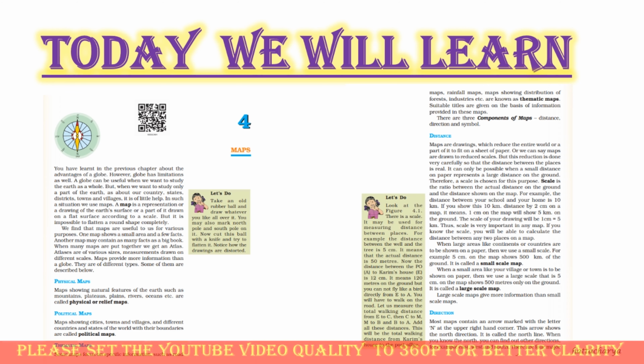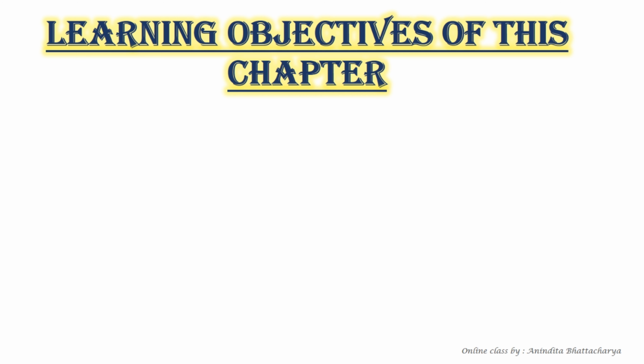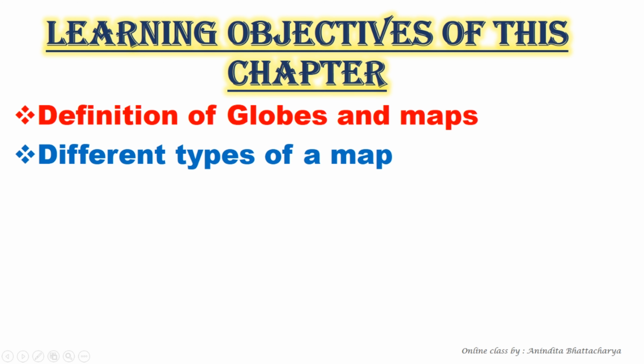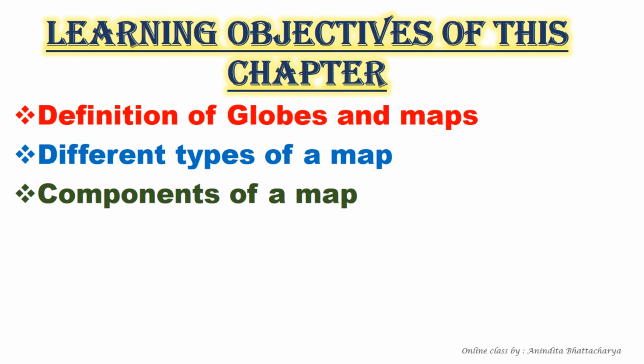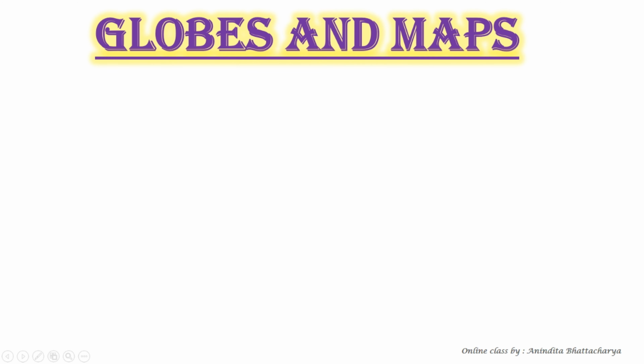Today we'll start a new chapter from the geography and that is chapter 4, maps. So the question is, what will we study in this chapter? This chapter contains some basic concepts, like the definition of globes and maps, different types of maps, components of a map, conventional signs and symbols, and sketch and plan. So let's start with the first topic, globes and maps.